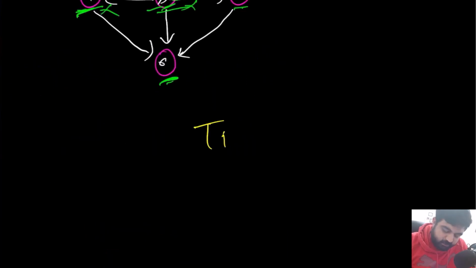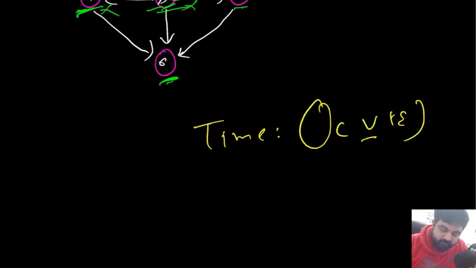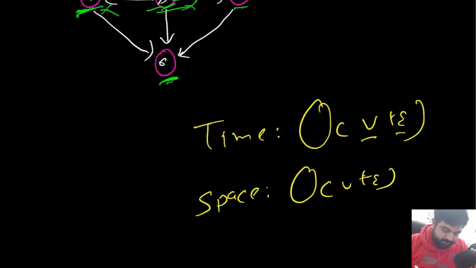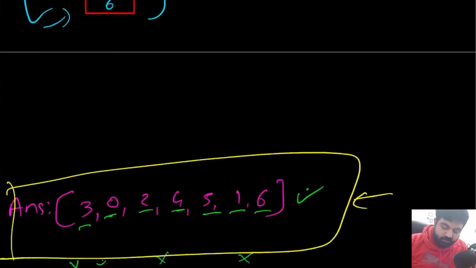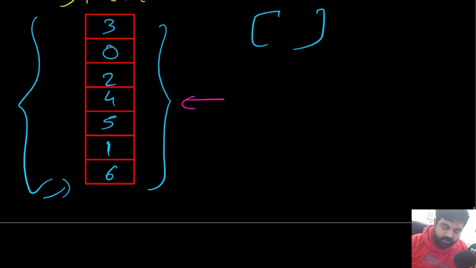See, time and space complexity. In this case, the time complexity is going to be big O of V plus E, where V is the number of vertices and E is the number of edges. And space complexity is also going to be big O of V plus E. And this is a great example. And the way to find this ordering is also called topological sort. So congratulations to you. You also learned a new algorithm.